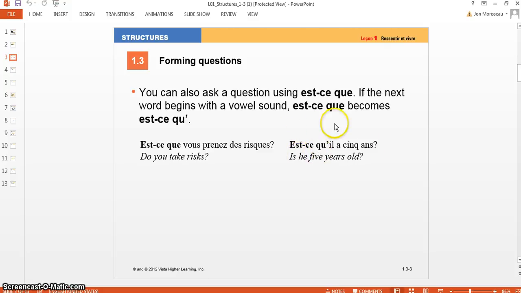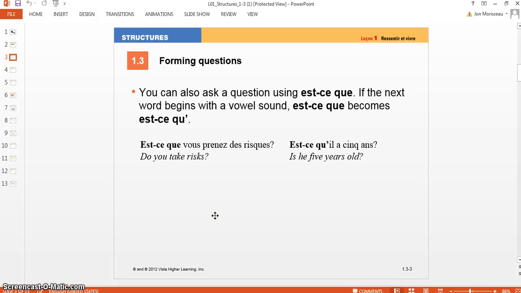Does he have 5 years as a literal translation? Is he 5 years old as an everyday translation? So est-ce que represents both of those things. Okay, literally we're talking about, is it that? Is it that you take risks? Is it that he has 5 years? That's the direct translation of this phrasing that we're looking to have students learn and practice. So est-ce que in everyday usage. Est-ce que vous prenez des risques? Est-ce qu'il a 5 ans? So a phrase used to introduce a yes-no question.